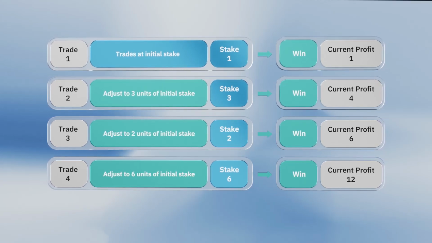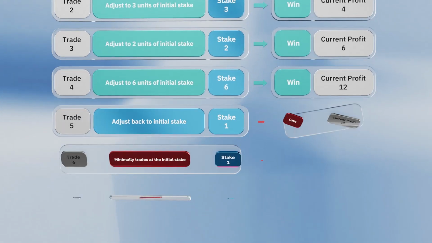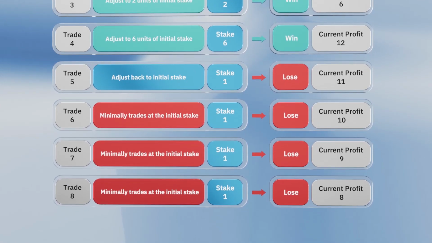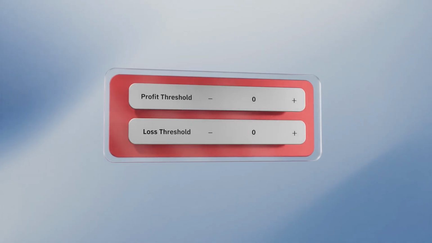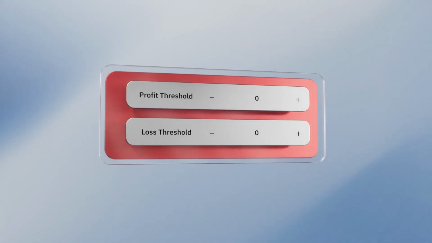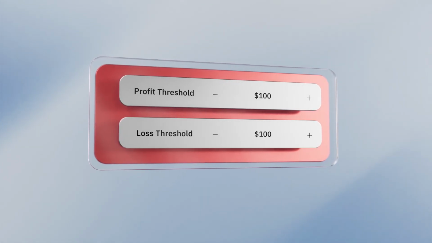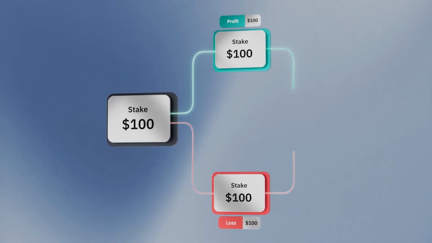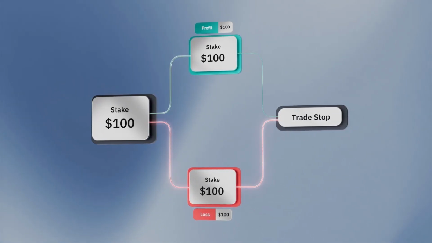However, do take note of the risks involved. The series of consecutive successful trades do not last forever. If you encounter a series of consecutive losses, the strategy can lead to significant losses. It is important to manage risks effectively by setting profit and loss thresholds. For example, if you set a profit threshold at 100 USD and the strategy exceeds 100 USD in profit from all trades, the bot will stop running. The vice versa will also apply for the loss threshold.